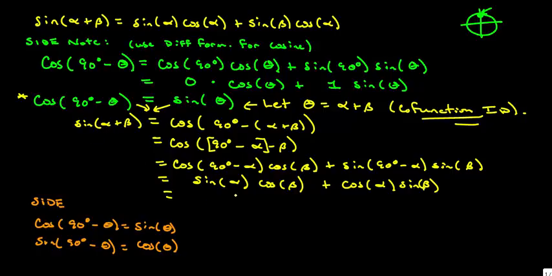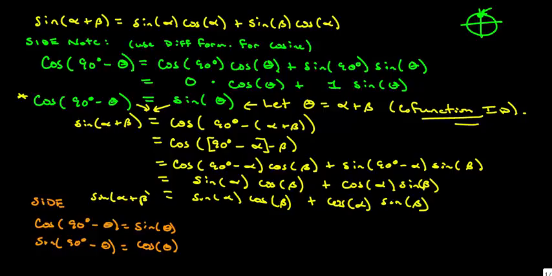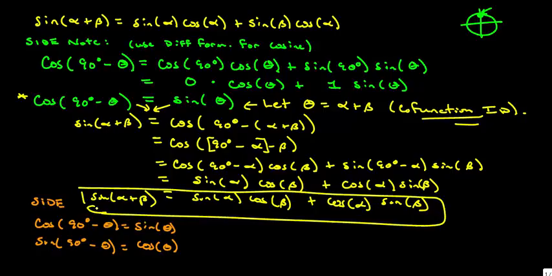So sine of alpha plus beta is equal to sine alpha cosine beta plus cosine alpha sine beta. So this is our result, and that was our proof. Okay, so you should be all set on that one.